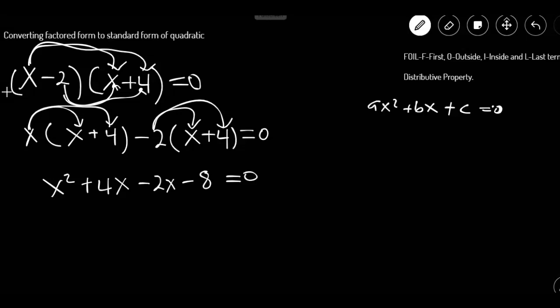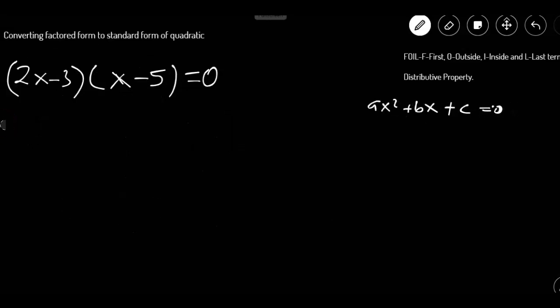Watch that one too. We realize that the inside two numbers are of the same term, so we will collect them together. So we will write our x squared here, and then the 4x minus 2x, 4 minus 2 gives us 2, so we get 2x, minus 8. Because of this we are done, so we have been able to convert this factored form into a standard form that looks like this one.